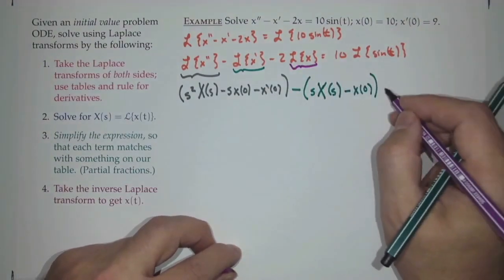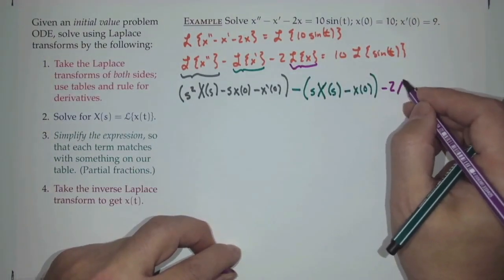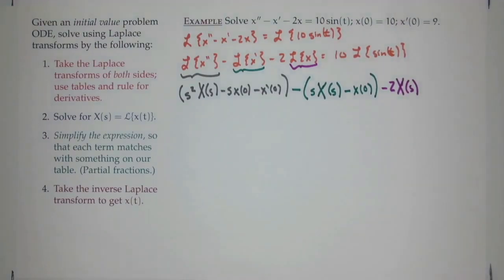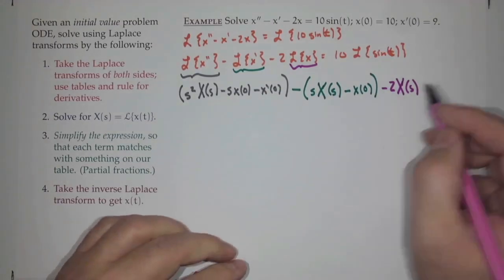Needed to x of s. Yeah, so that's just exactly what we're after. Minus 2x of s. Okay, so that's what happens when we clean up the left-hand side. We still have the right-hand side. So the 10, that's great.